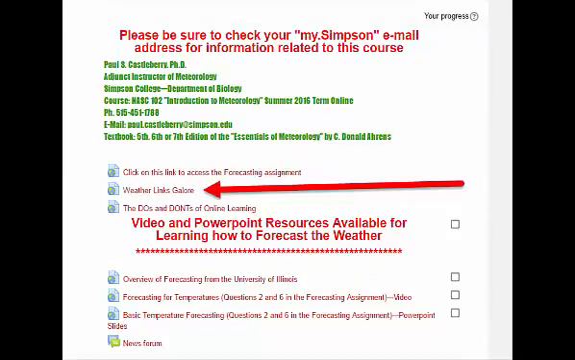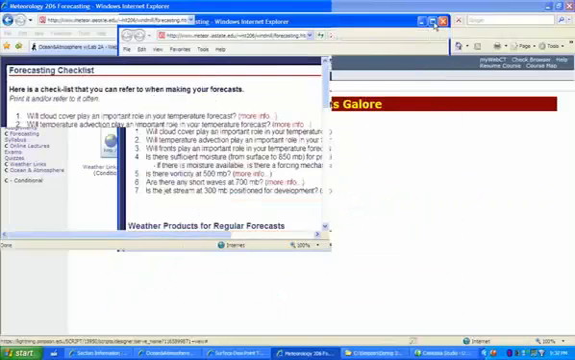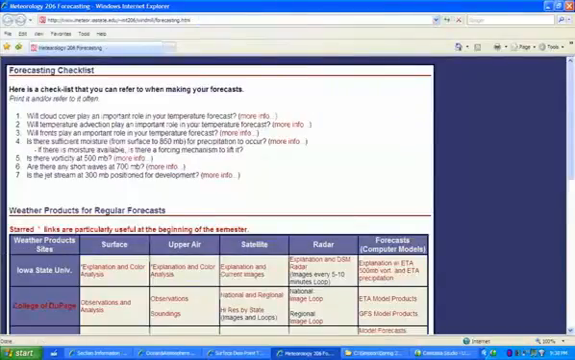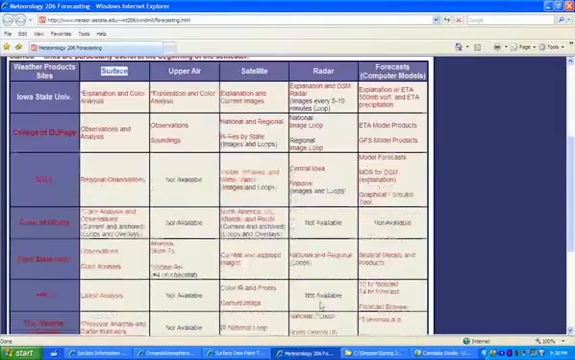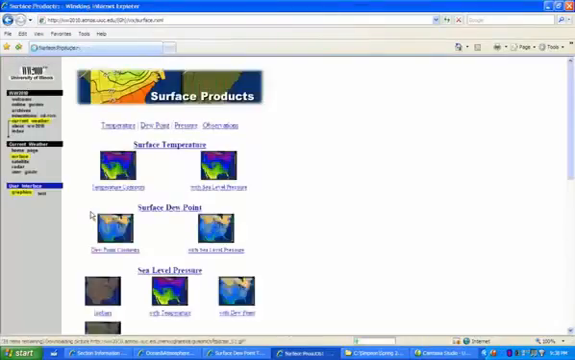If we go down to the weather links, and from there we can click on weather links galore. And since we are forecasting for surface temperatures, I need to look at sites in terms of surface. And so one of the first sites I'll look at is the University of Illinois. Feel free to look at any of these sites, but Illinois has the ability to animate, and also their graphics are pretty nice to look at. So let's go ahead and take a look at temperature.